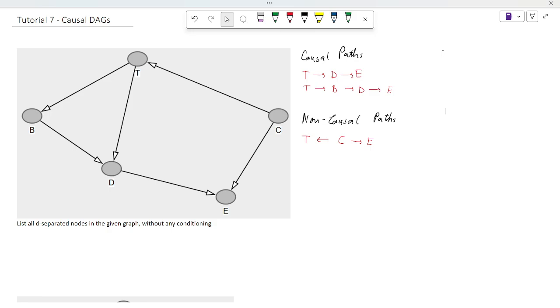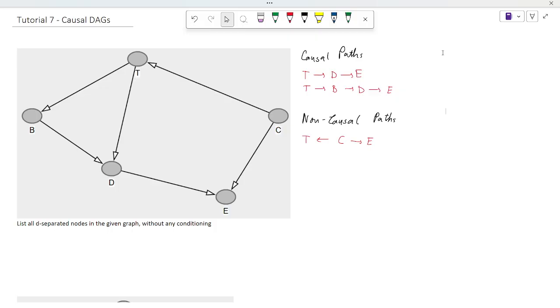So either we need to recall that if a path has a chain or a fork, then both of those paths are open. The two nodes are still dependent on each other. In one case the dependence is causal, and in the other case the dependence is usually not causal. All right, this is what we know.